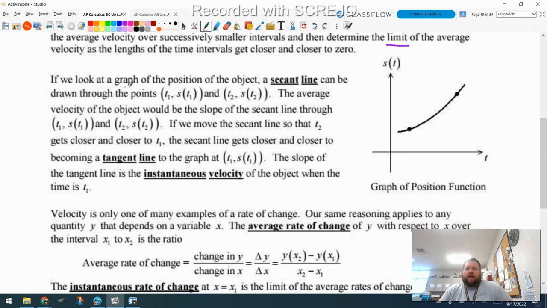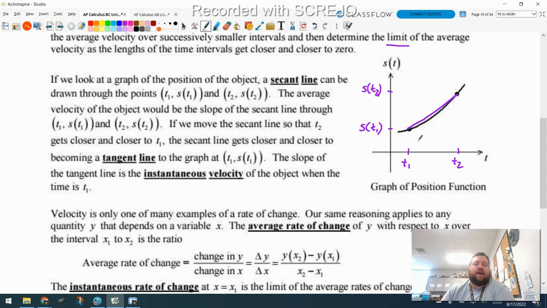All right, so if we look at this graph of the position S of T over time, drawn through the points at T1, S of T1. I'm going to label these here. So this is T1, and this is S of T1. And then this is T2 and S of T2. If I draw a secant line through those, it's just connecting those two points with a line. Any line that passes through a curve like this and intersects at two different points is a secant line.